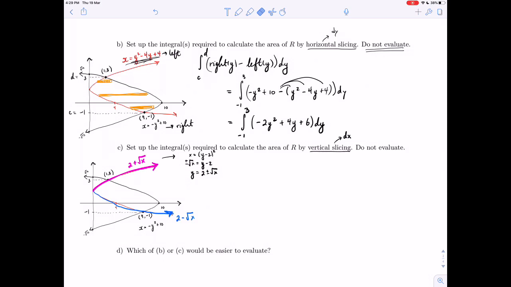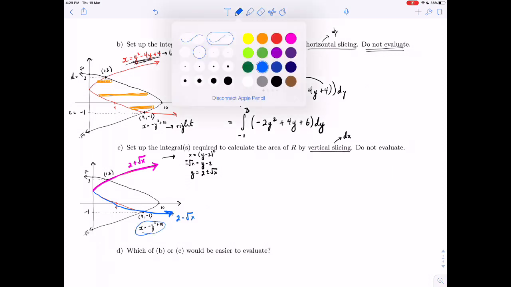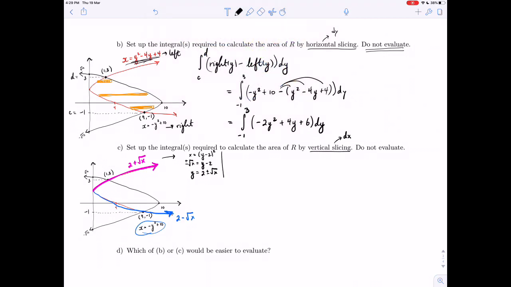So we're going to do the same thing for the other parabola over here. So let's go ahead and do that. If x is minus y squared plus 10, then y squared is 10 minus x, and y is plus or minus the square root of 10 minus x. So again, we have two root functions. The parabola in black becomes two roots.